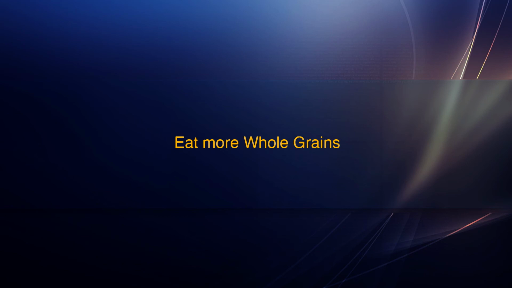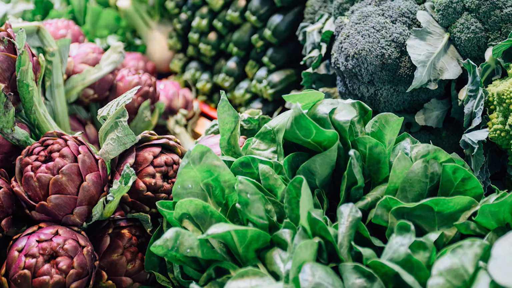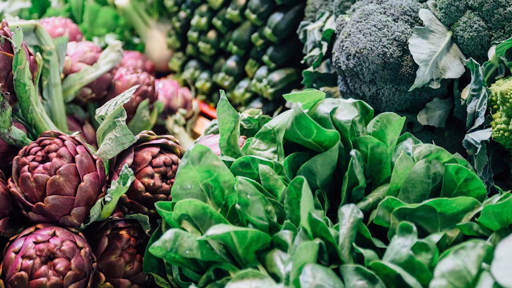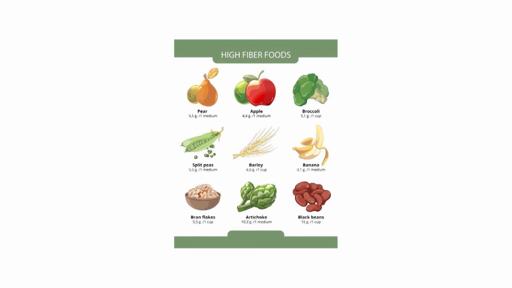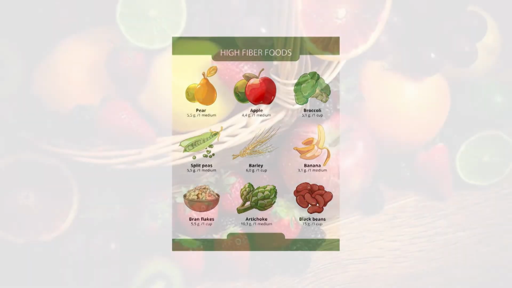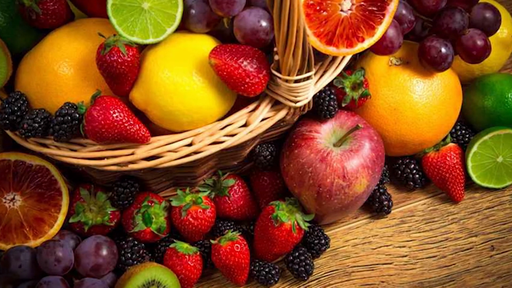Eat more whole grains. Choose whole grain instead of refined grains such as white bread, rice and pasta. Consume lean protein. Increase vegetable and fruit intake. Vegetables and fruit are integral to any heart healthy diet. The natural vitamins and minerals help combat weight gain, boost your immunity and keep blood pressure low. Tomatoes, broccoli, spinach, artichokes and carrots are good examples of vegetables that are high in fiber, potassium and magnesium. Use fruits such as pineapples, mangoes, bananas, blueberries, pomegranates and strawberries both as a natural treat and as a substitute for refined sugary sweets that you crave.